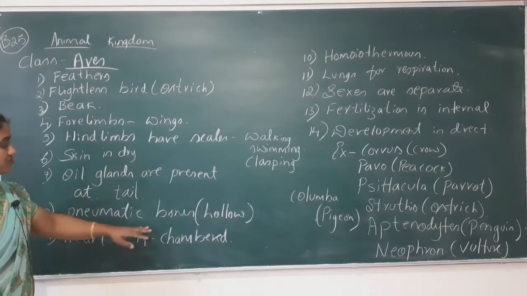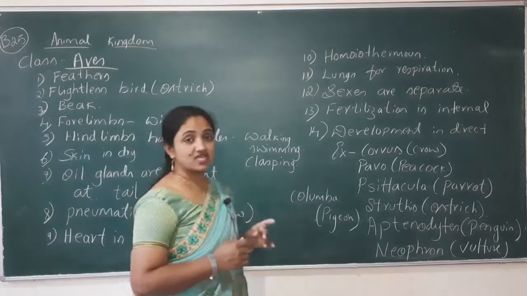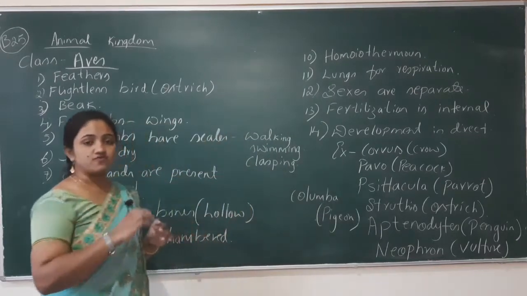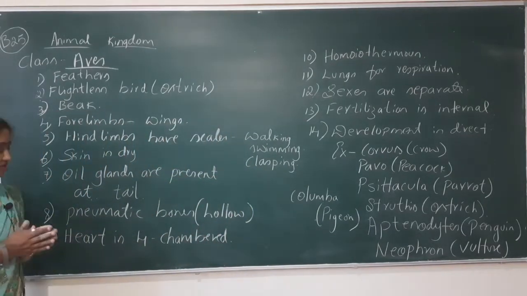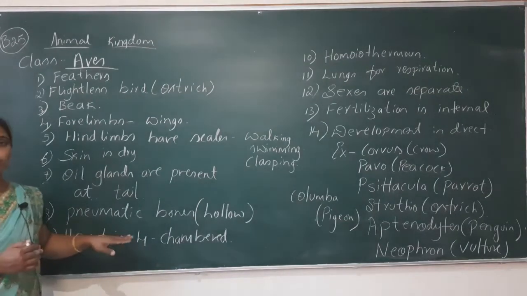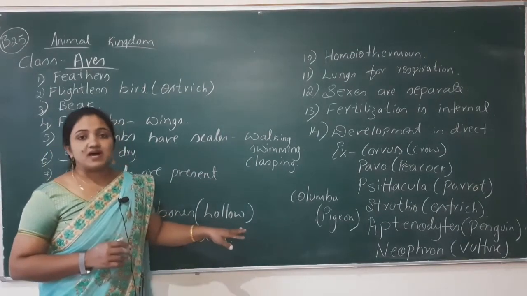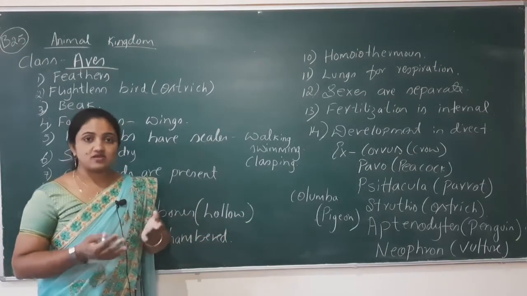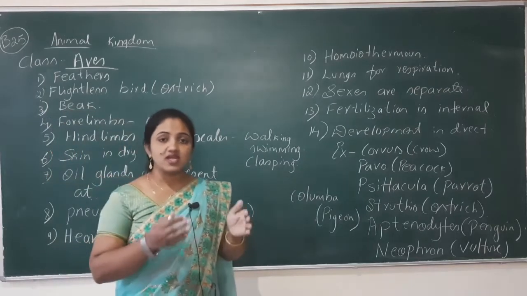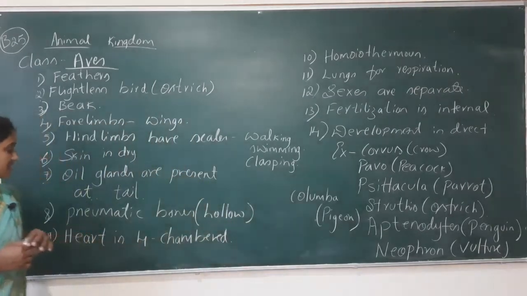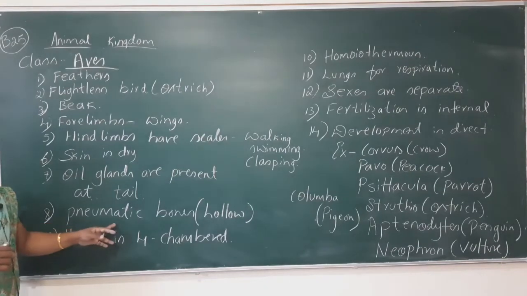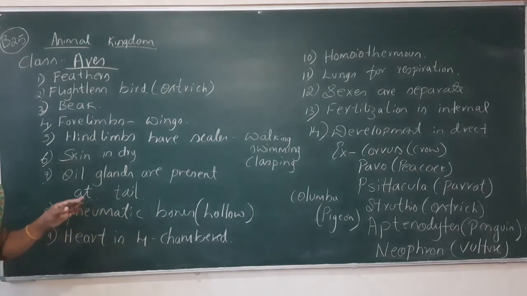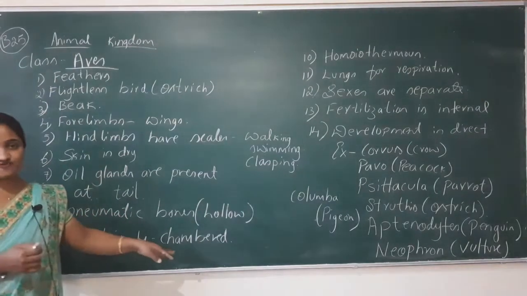The endoskeleton is bony, and the long bones are pneumatic. Pneumatic means filled with air, so that it will be light in weight. Having lightweight bones, it can easily fly in the air. So that's why it has manufactured its body to that extent so that it can fly easily. The heart is four chambered.